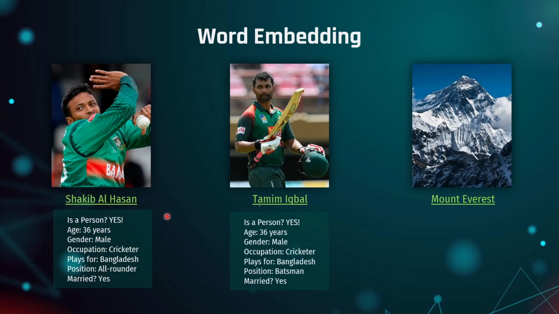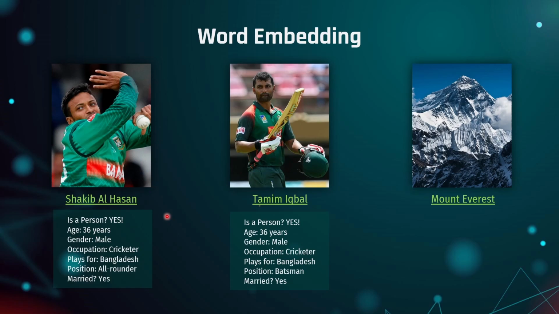It would be something very similar, right? So Tamim Iqbal, is he a person? সে কি একজন ব্যক্তি? Yes, obviously. Age 36, gender male, position batsman, married, yes. So আমরা দেখতে পাচ্ছি শাকিব এবং তামিমের features more or less similar. কিছু পার্থক্য আছে. For example, Shakib is an all-rounder, Tamim একজন batsman, right? So কিছু পার্থক্য থাকতে পারে, but for the most part they are the same.